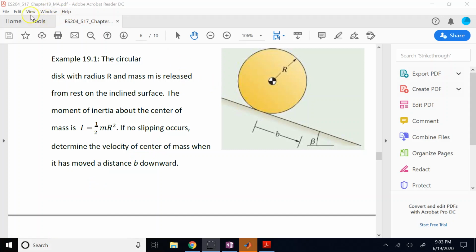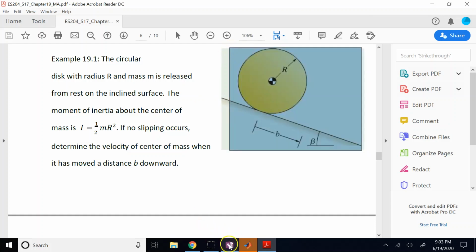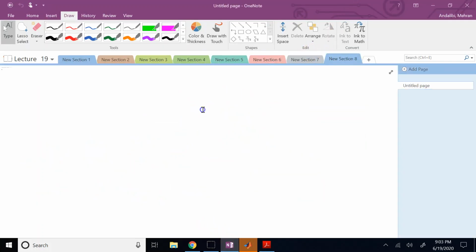Okay, so let's get started on this problem. So let's take a snapshot, and go to OneNote.